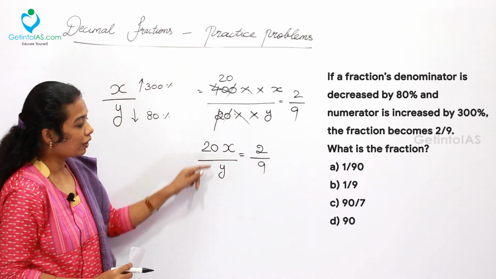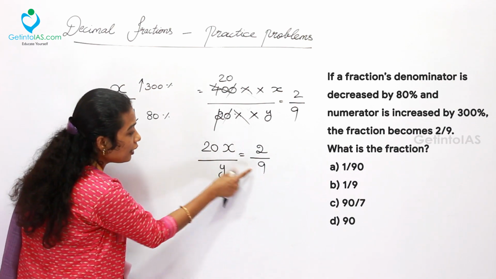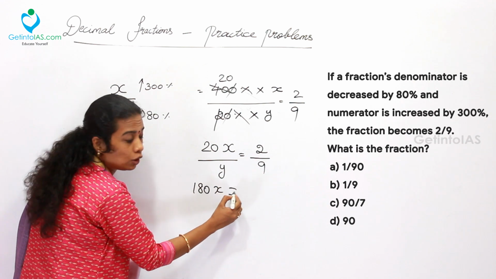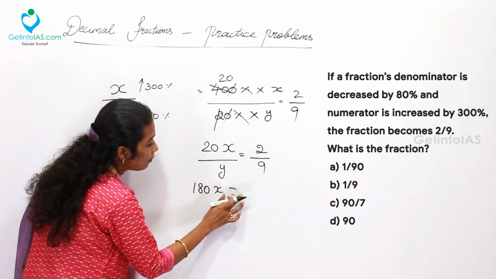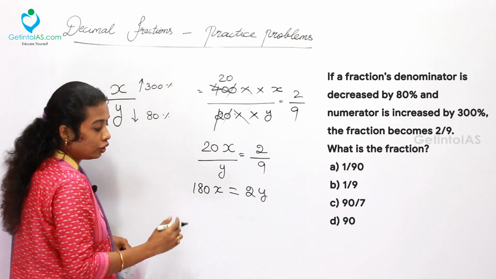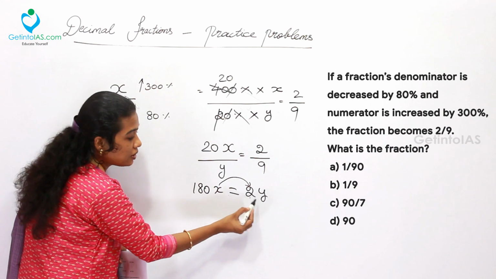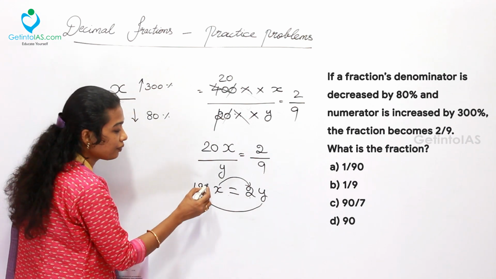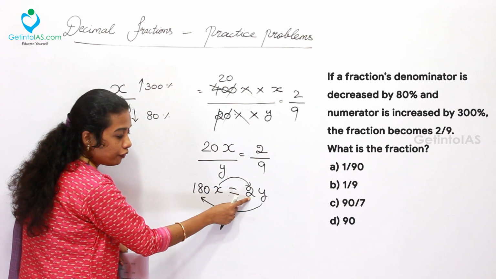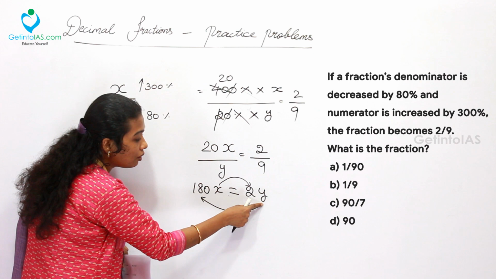To get the x and y fraction, you want to cross multiply these two values. So 9 into 20x, 180x will be equal to 2 into y, 2y. Now already we have learned that the coefficient of the opposite side value will be the ratio of the opposite side. So here y coefficient is 2, which is the value of x, and x coefficient is 180, which is the value of y.